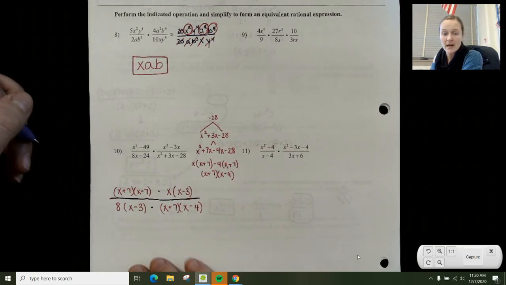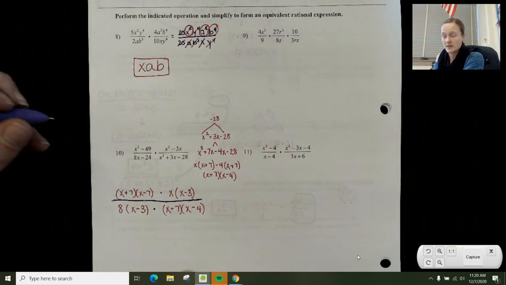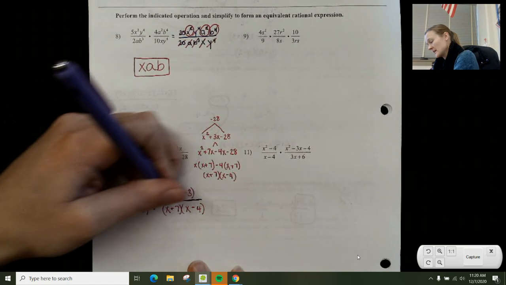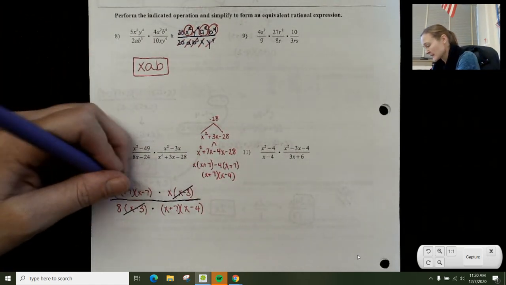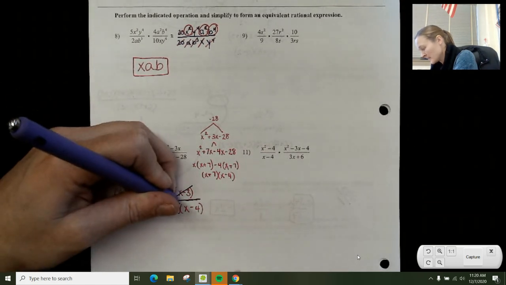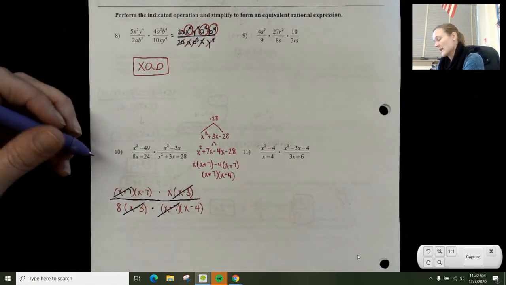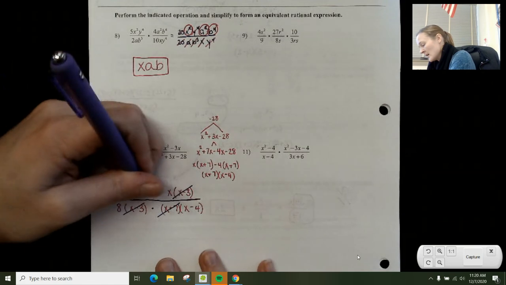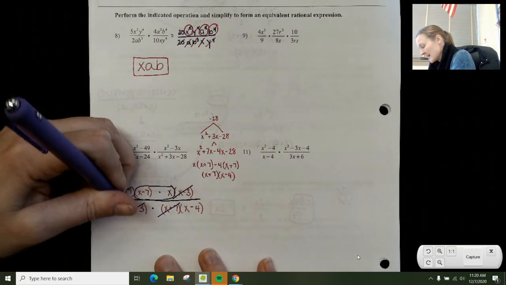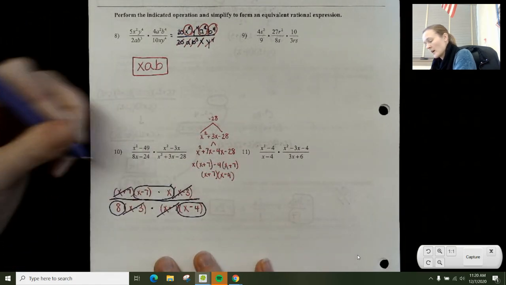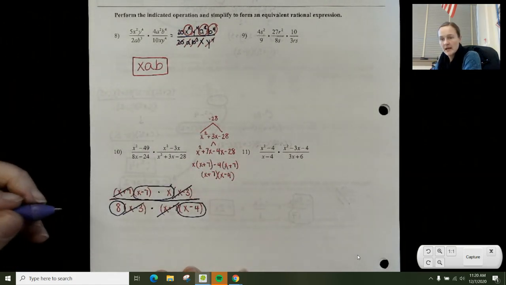Everything's being multiplied, so I get rid of those common factors. If I divide by x minus 3 top and bottom, this goes away. And if I divide by x plus 7 top and bottom, this goes away. So now what I'm left with is x and x minus 7 on the top and 8 and x minus 4 on the bottom. So I'm just going to write that so it looks nice.